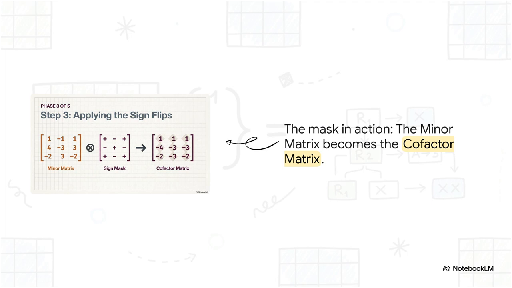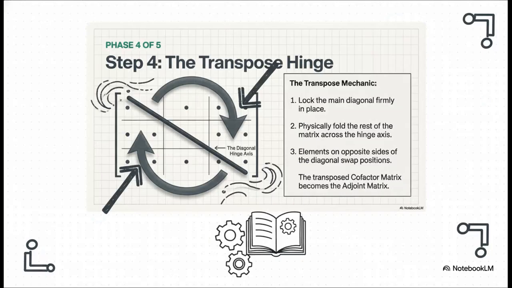And here's that mask in action. We take our uncalibrated matrix of minors, apply the sign mask, and out pops the cofactor matrix. See? The necessary signs have been flipped. The grid is now perfectly calibrated and ready for the next station. We are so close now.